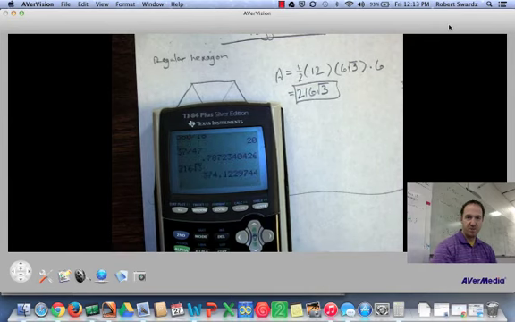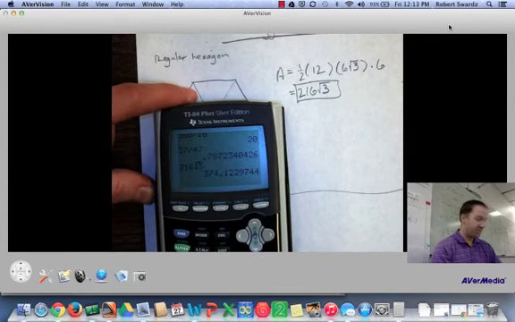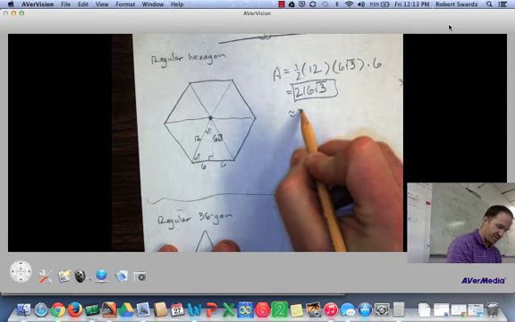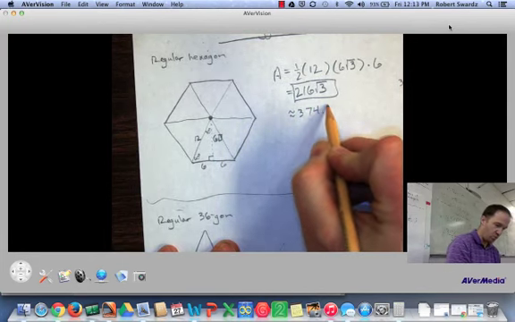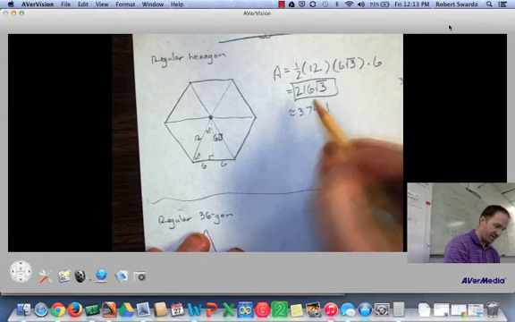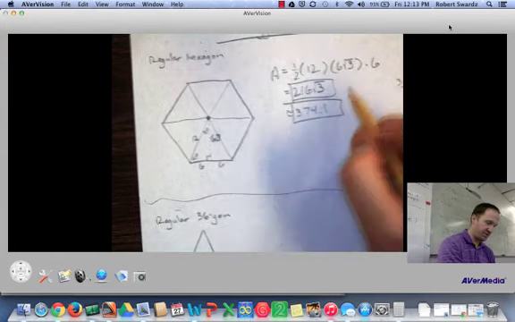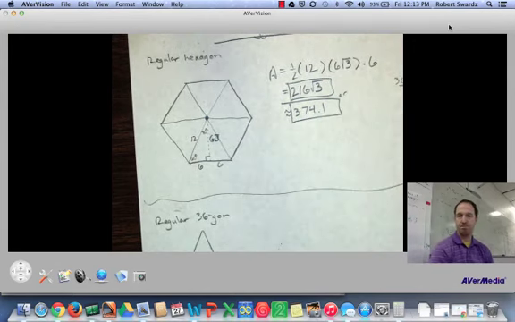And 374.1, if we round to the nearest tenth, which is about 374.1. And there is our area written as a decimal to the nearest tenth. Either one of these is fine here. Let's try another one.